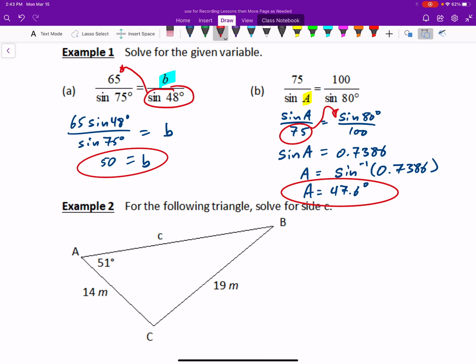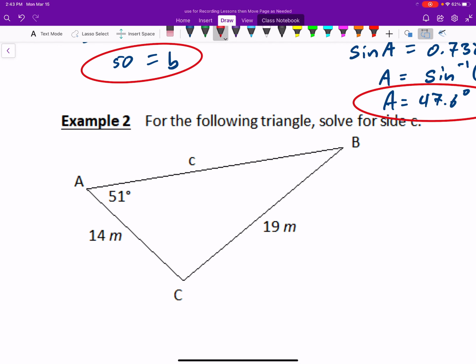Solve for the following triangle, solve for side C. When I look at this triangle, the first thing I notice is that I know side A, and I know an angle and a side across from it. That's what I look for: an angle with a side across from it. I'm supposed to find side C, but in order to do that, I would need to know angle C first, and I don't. And I don't have a way of getting angle C, at least unless I find angle B.